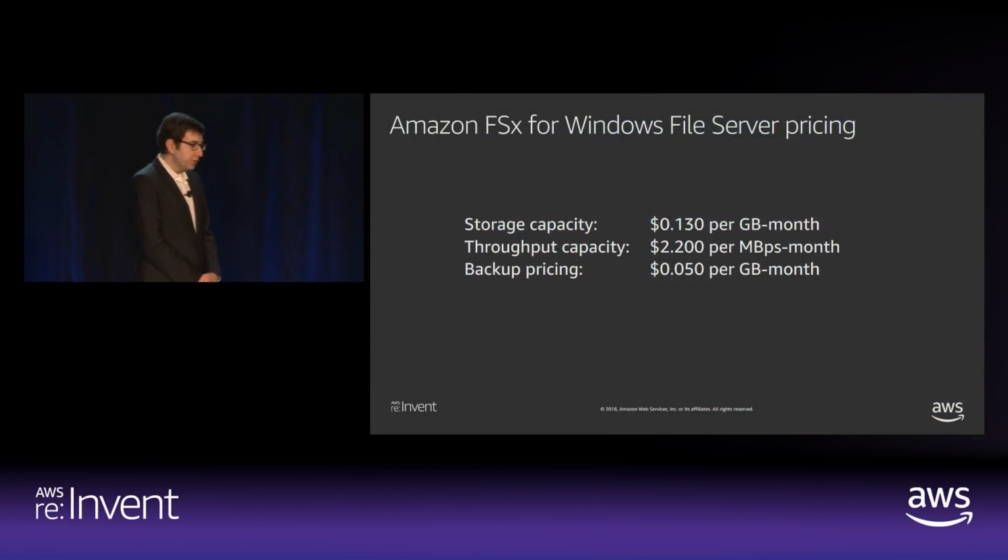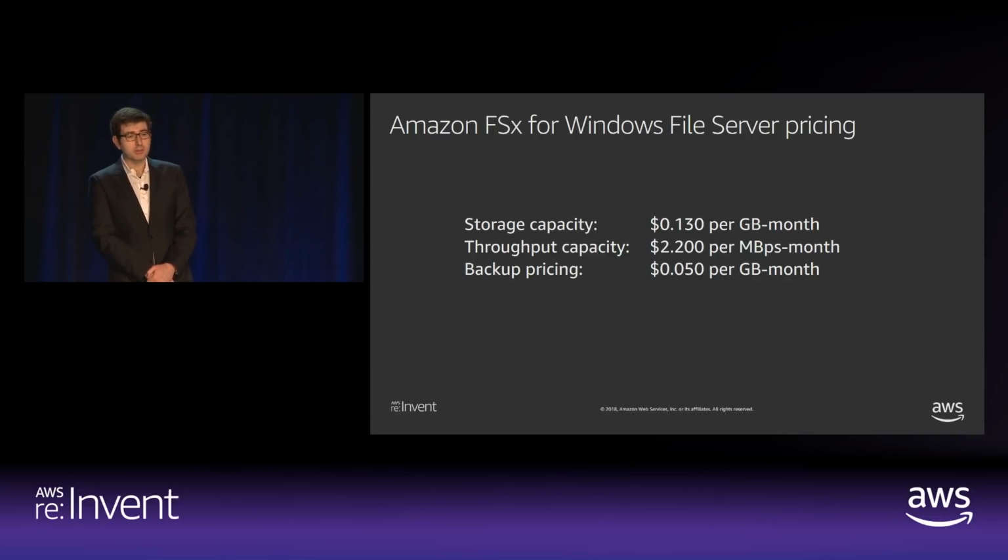So let's talk about pricing. There are 3 dimensions to think about with pricing. The first is storage capacity. The second is throughput capacity, and that's the throughput level that Prash had mentioned earlier. And then the third is backup pricing. Storage capacity is 13 cents per gigabyte per month. Throughput capacity is $2.20 per megabyte per second per month. And then backup pricing is 5 cents per gigabyte per month.